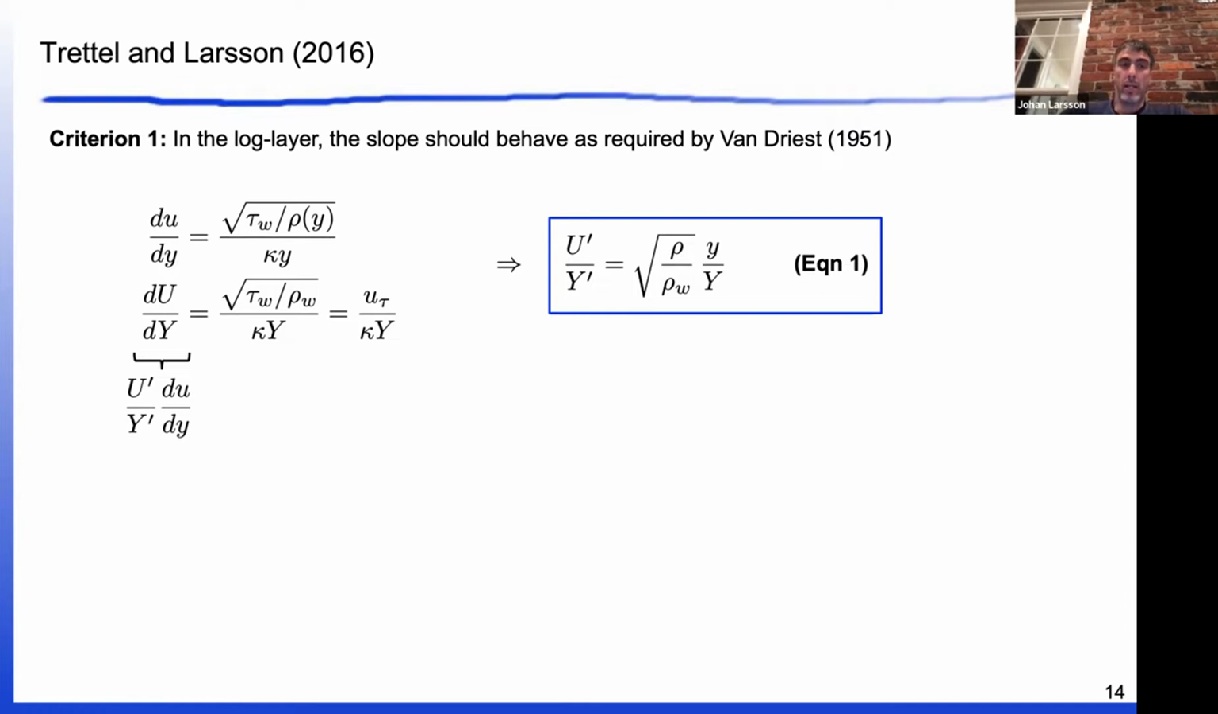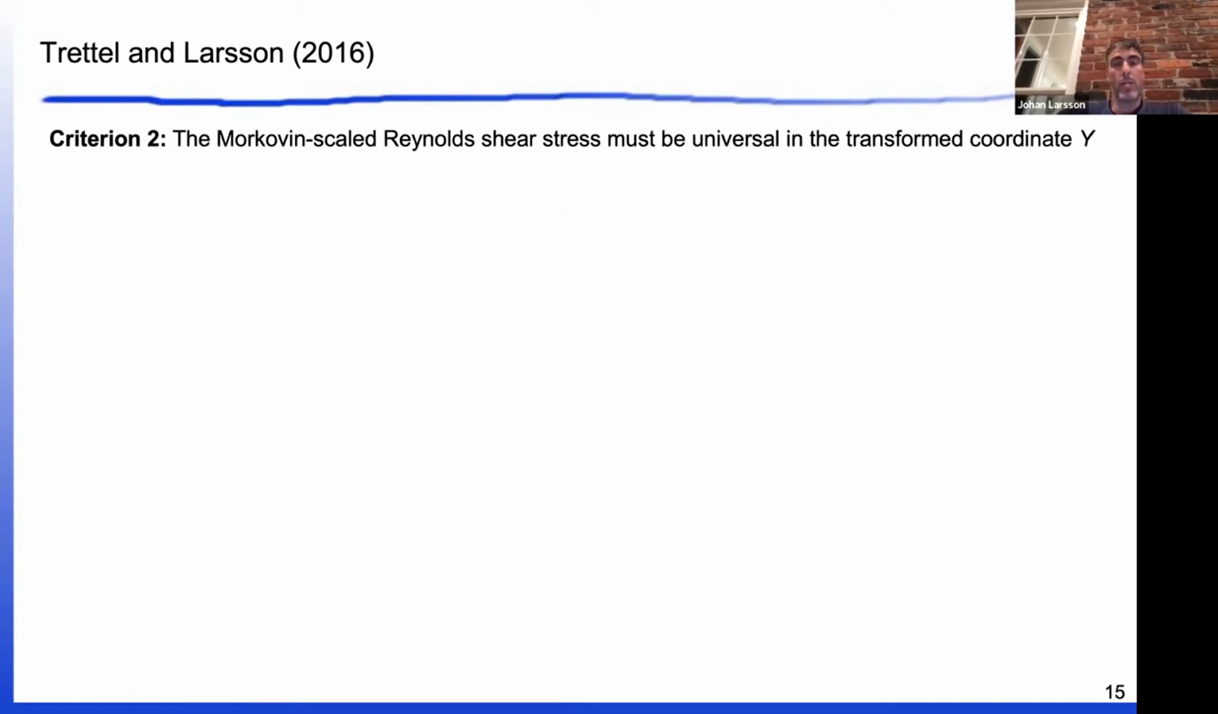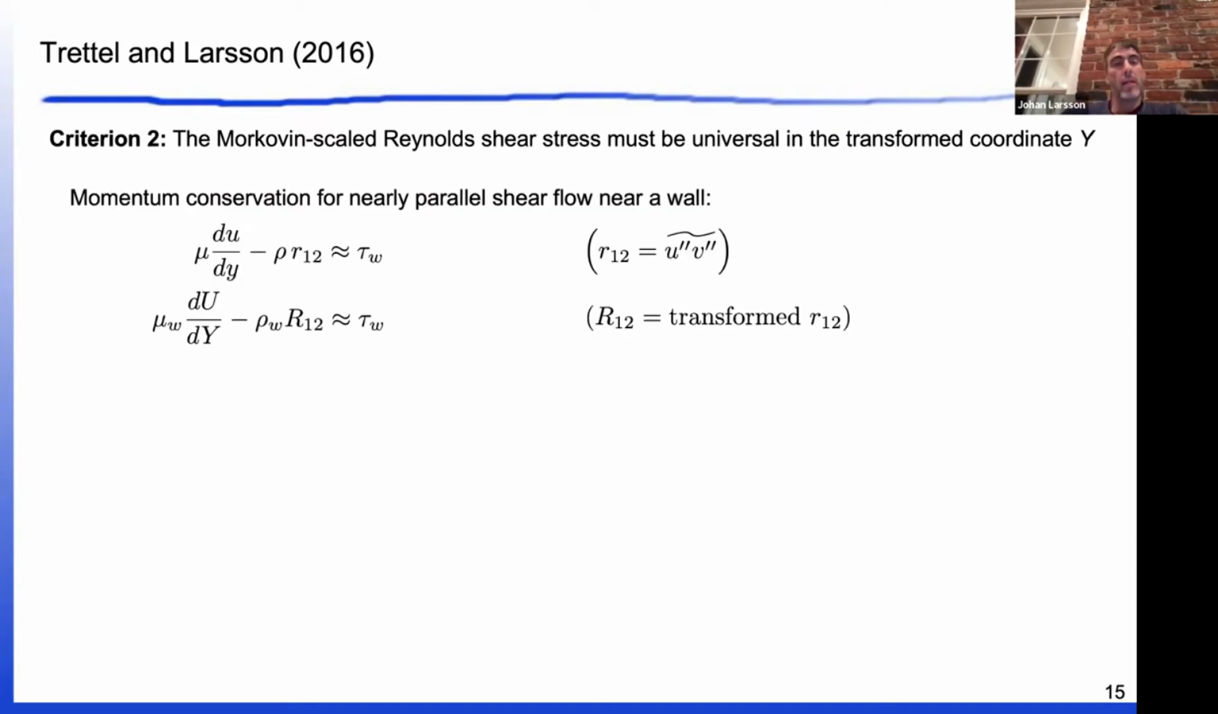So we still need another equation to solve for this. Our second equation was that we said, let's assume that Morkovin was right and that the Reynolds shear stress has to be universal. What this means is the x-momentum conservation for this idealized near-wall flow says that the sum of viscous stress and Reynolds stress has to equal the wall shear stress. If I write that, the first line here is for the actual compressible flow, and the second one is for the imagined constant property flow.